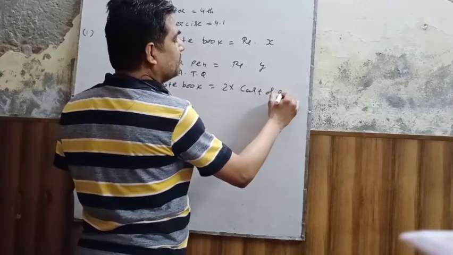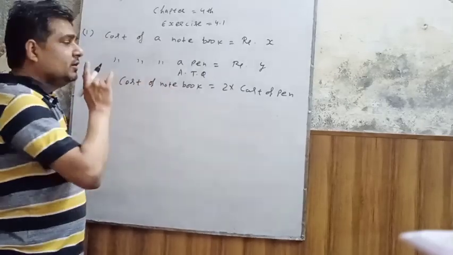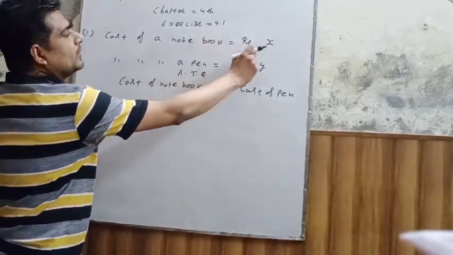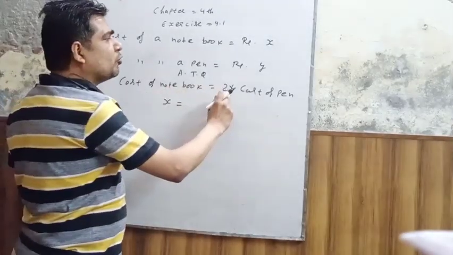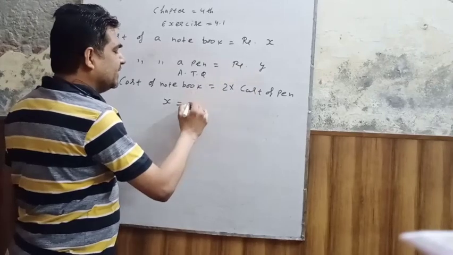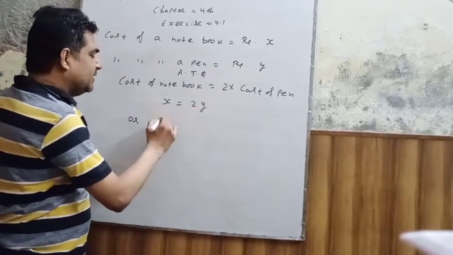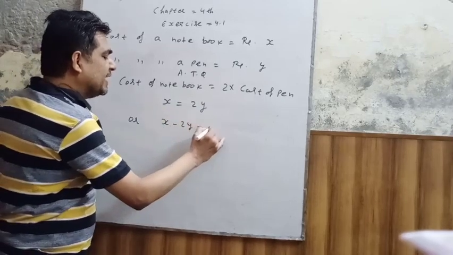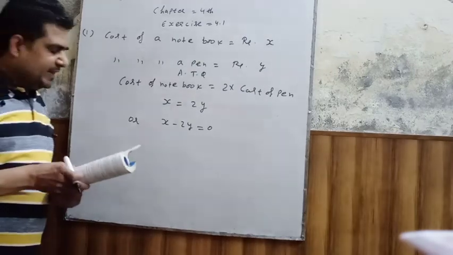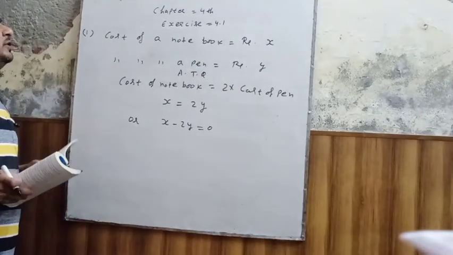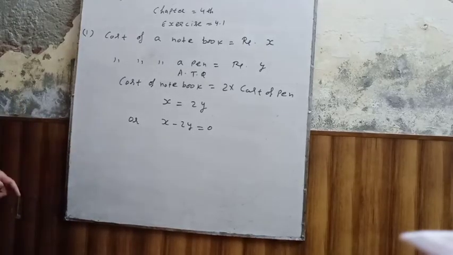It means the cost of a notebook, x, is equal to 2 times the cost of a pen, y. So x equals 2y. Moving 2y to this side, x minus 2y is equal to 0. That is our answer to the first question. Now we are doing the second question.